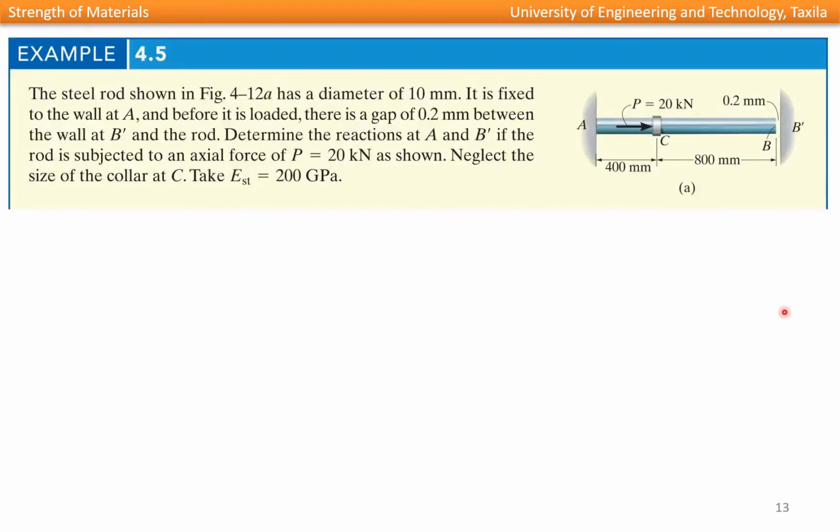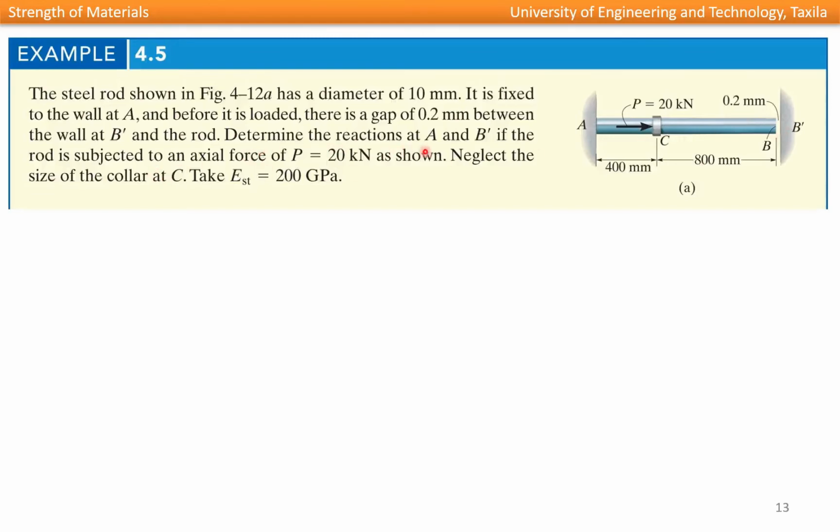Now we will solve an example. This is example 4.5. The steel rod shown in figure has a diameter of 10 mm. It is fixed to the wall at A, and before it is loaded there is a gap of 0.2 mm between the wall at B prime and the rod. So this rod is fixed at end A, but on the other wall there is a gap between the end of the rod B and the wall B prime. The gap is 0.2 mm.